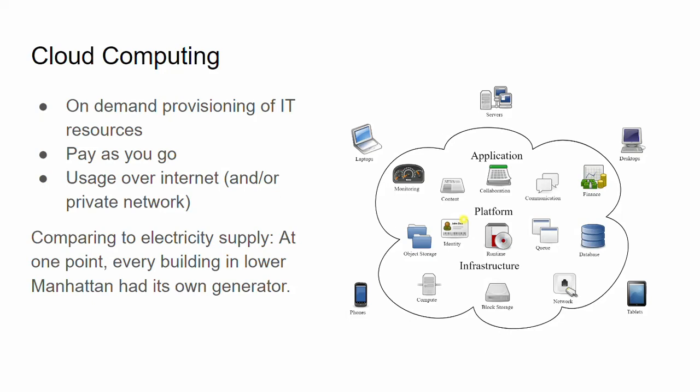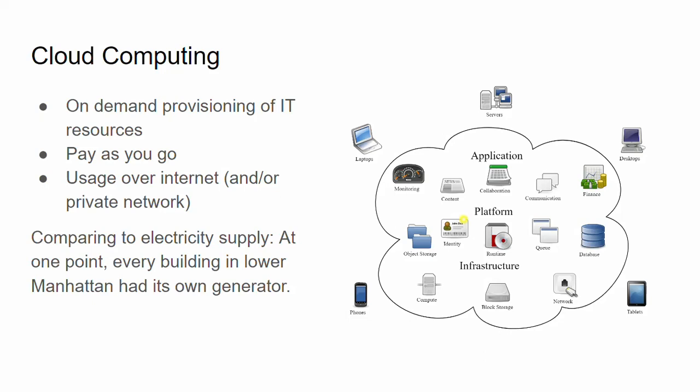So these three are the key elements of cloud computing. When comparing, we usually use the analogy of electricity supply. At one point, every building in Lower Manhattan had its own generator generating electricity for the building. But eventually, this power generator phased out. Everybody started to use the public utility, which supplies electricity to each building.